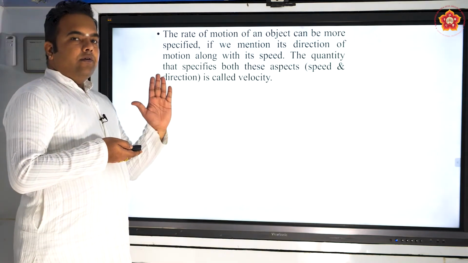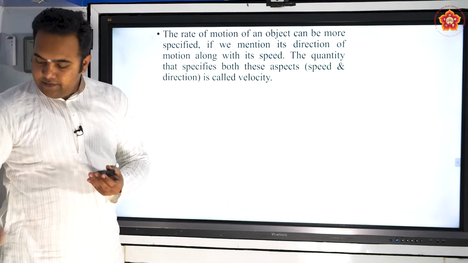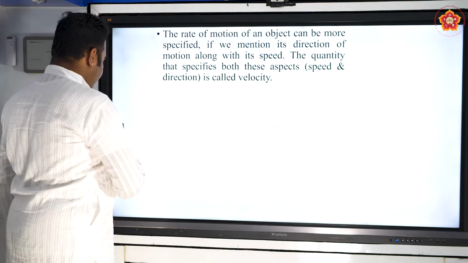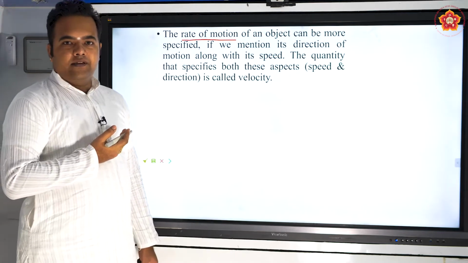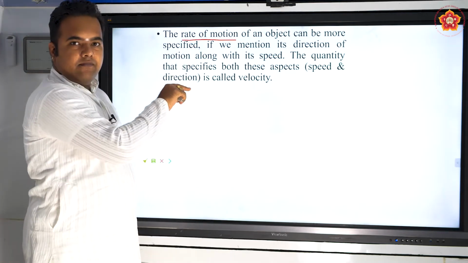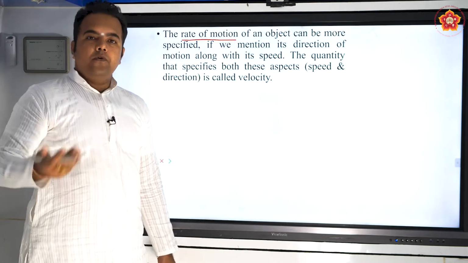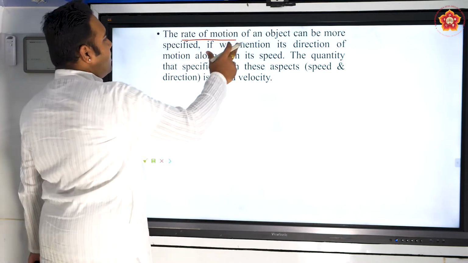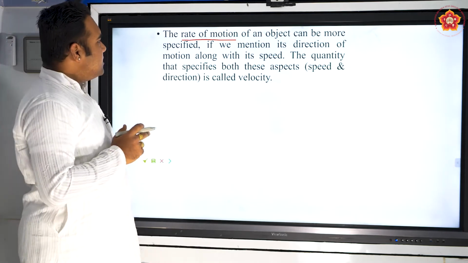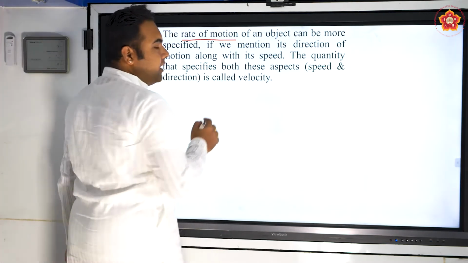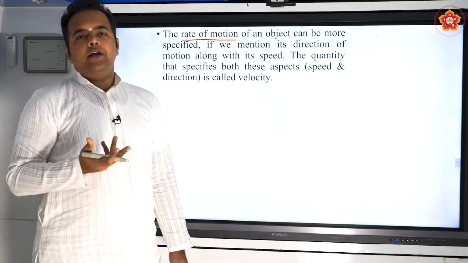Now, once we have discussed speed, let's see this. The rate of motion again. We see this term called rate of motion again. Rate of motion, now you know what it means. Rate with respect to time. Rate of motion, how the object moves with respect to time. The rate of motion of an object can be more specified if we mention its direction of motion. Now look at this. Till now we never spoke of direction. We only talked about how far the object has moved and in what time it has moved.